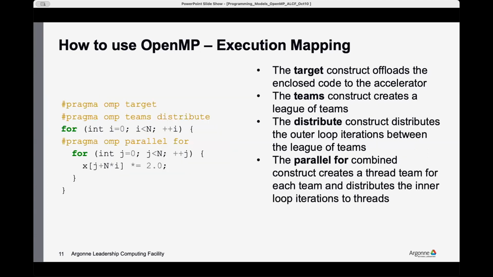So putting that together and looking at an example, we have target teams parallel, which create the teams and run them on the GPU, and the distribute and for, which are distributing. So distribute is distributing the work in the outer loop to the teams, and the for, just like on the CPU, distributes the work between the threads in the parallel.